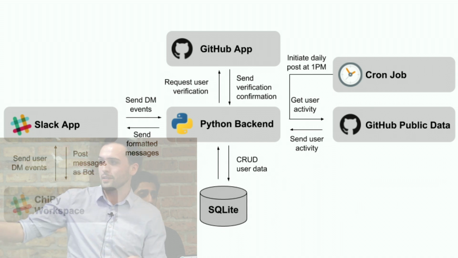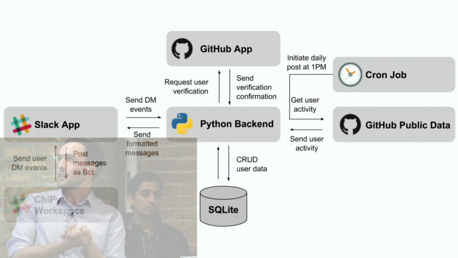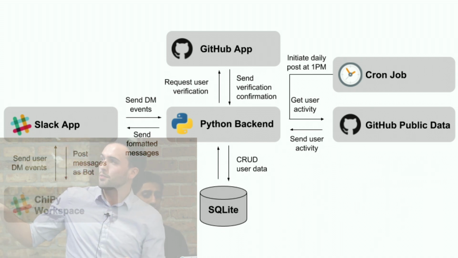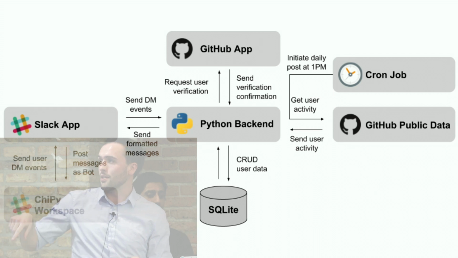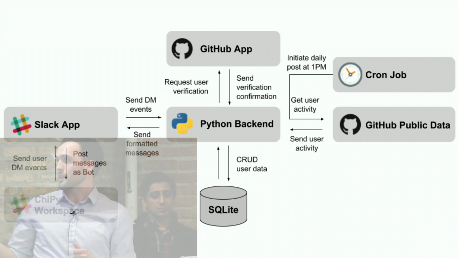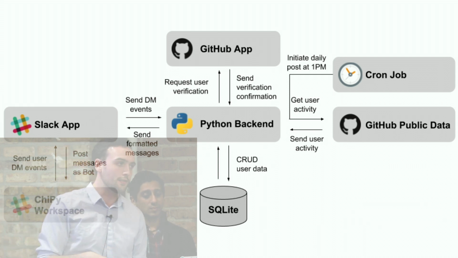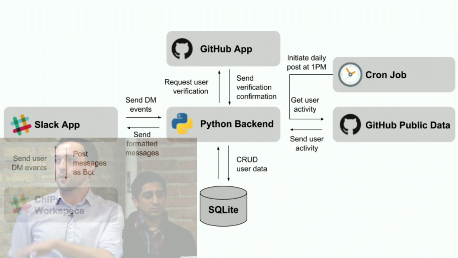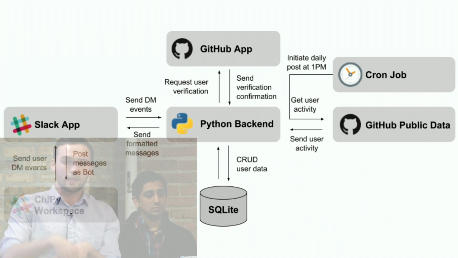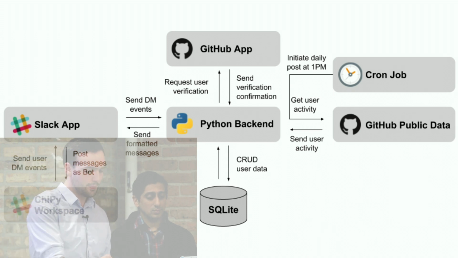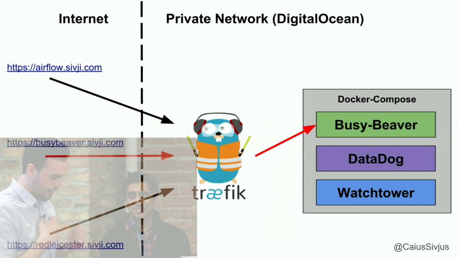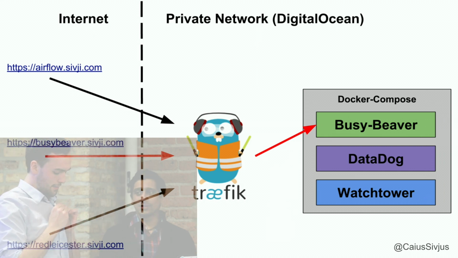And we'll have a SQLite database that's going to put all that stuff together. We have a cron job that runs at 1 p.m. That's just triggering our app to go to the GitHub public data API, gather all the user activity in the last 24 hours, then format a post, which goes back to the app and then into the Chippy workspace. So we're going to transition mics, and Ollie's going to take you into the more technical aspects.